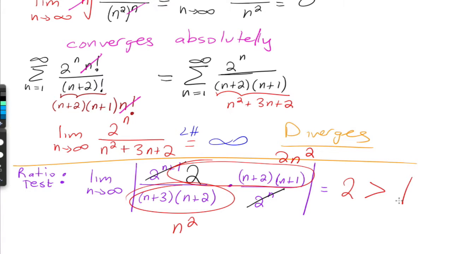So by the ratio test, it diverges, right? Questions?